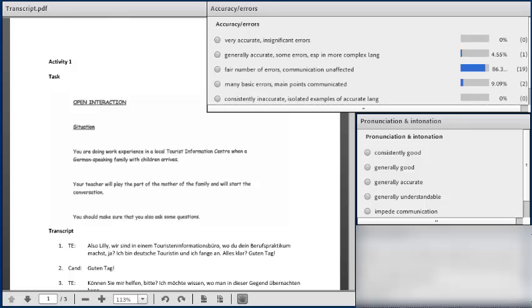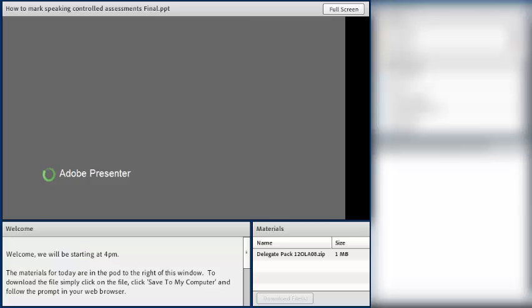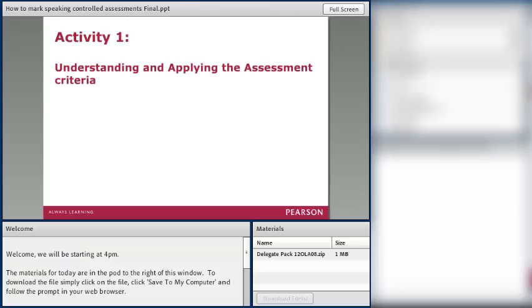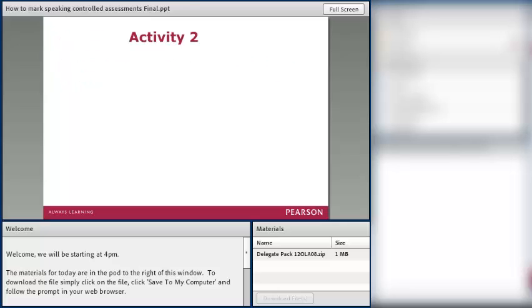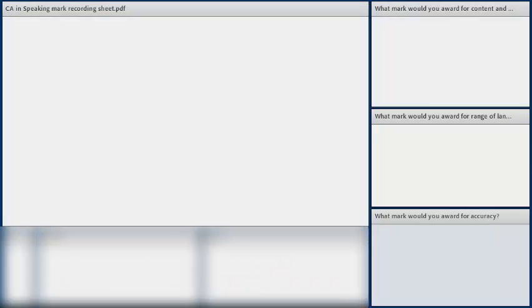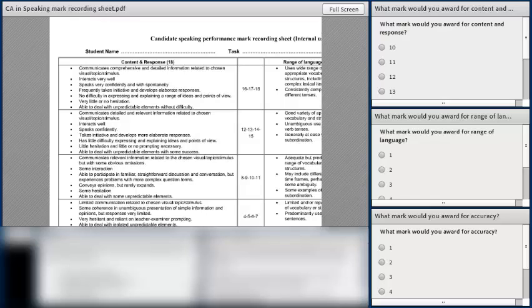Okay, so just going to whiz back and explain what we're going to do now. We've done that activity, and we're going to progress to our second activity where we're going to listen to some samples, and this time you haven't got the transcript, you're just going to listen to it. What you will have this time is the task, as you had before. You'll have the task and the assessment criteria, and then you have got the 3 polls. The 3 polls will refer to the content and response, the range of language, and the accuracy.